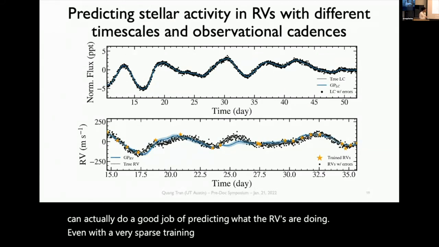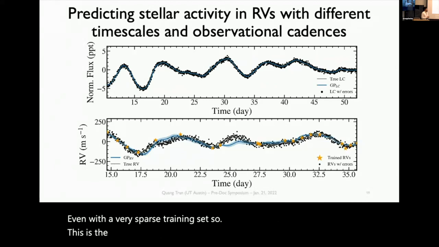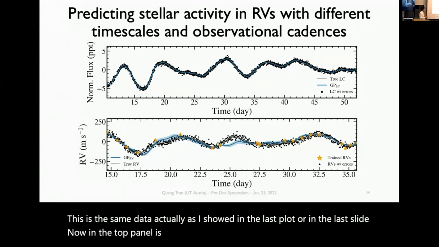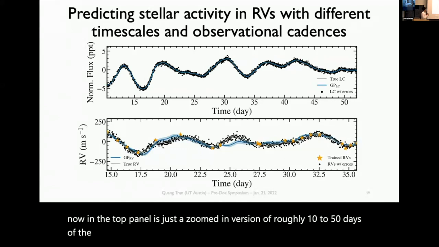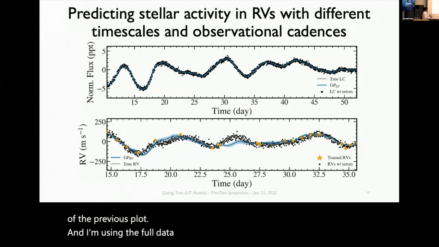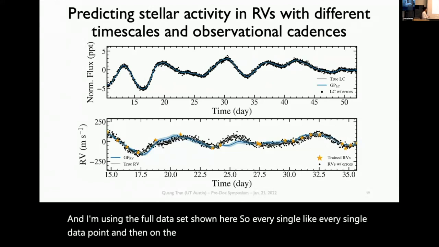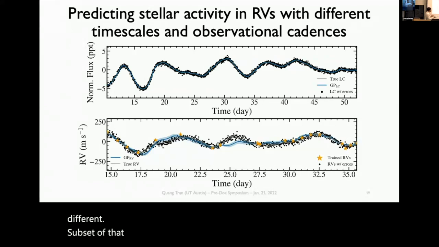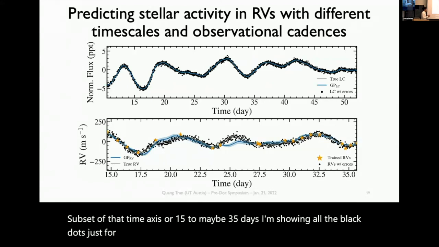So this is the same data as I showed in the last slide. Now the top panel is just a zoomed-in version of roughly 10 to 50 days of the previous plot, and I'm using the full data set shown here, so every single data point. And then on the bottom, again, the RV curve, this time a different subset of that time axis, so 15 to maybe 35 days. I'm showing all the black dots just for cross-validation to check our models.